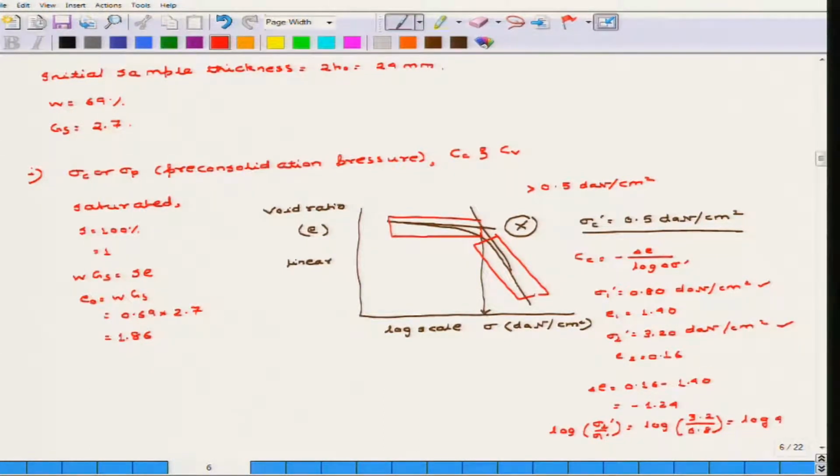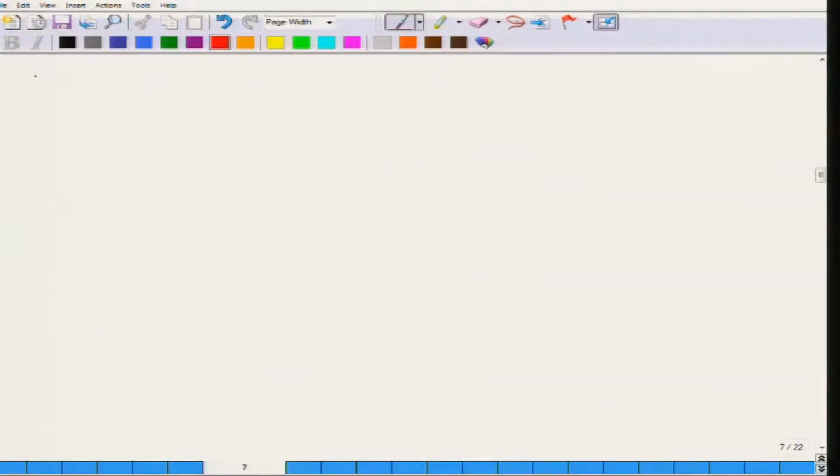So, finally, we get the value of Cc as 1.24 by 0.602, because log of 4 is actually equivalent to 0.602. So, this comes out to be 2.06 or equivalent to 2.1. So, that is the Cc value. This is how you find out the Cc value.